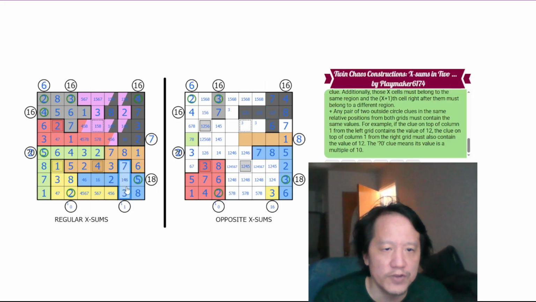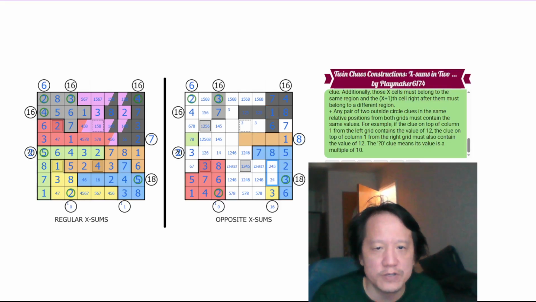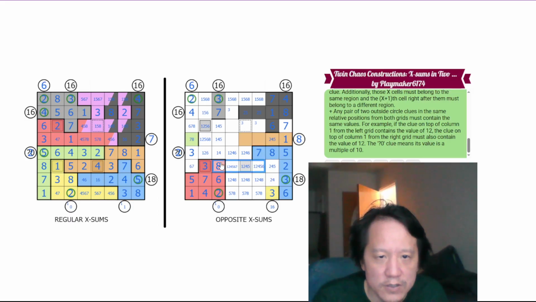This is 11, 14, or 16. So it has to be 14 here. So that's 4. This is 1. That eliminates 1 in the rest of the column. So this is 2, 4, 5. That eliminates 1 there. It's 2 and 5. 7 eliminates 7 here. And 7 here.